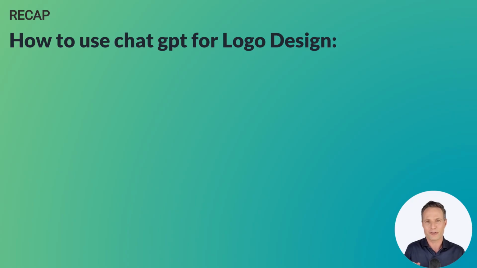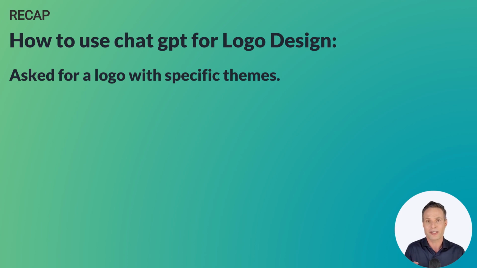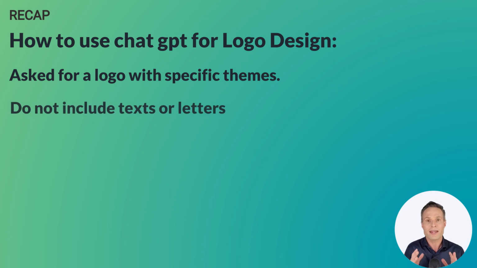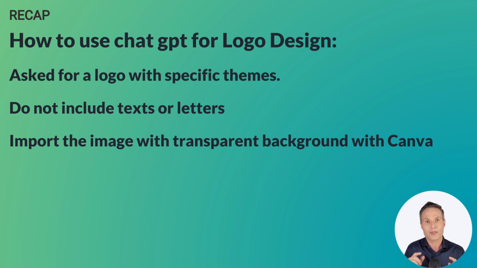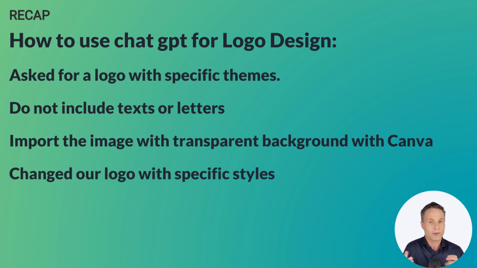Let's recap on how to use ChatGPT for logo design. We first clicked Create an Image on ChatGPT and then asked for a logo with specific themes. And then we asked for it not to include text or letters, because ChatGPT often messes things up when it comes to that aspect. After that, we tried to import our image with transparent background using Canva. You can use other software as well. Lastly, we prompted for a specific style we want in our logo from any artist that we admire. Keep in mind that we can't entirely copy their work due to copyright.